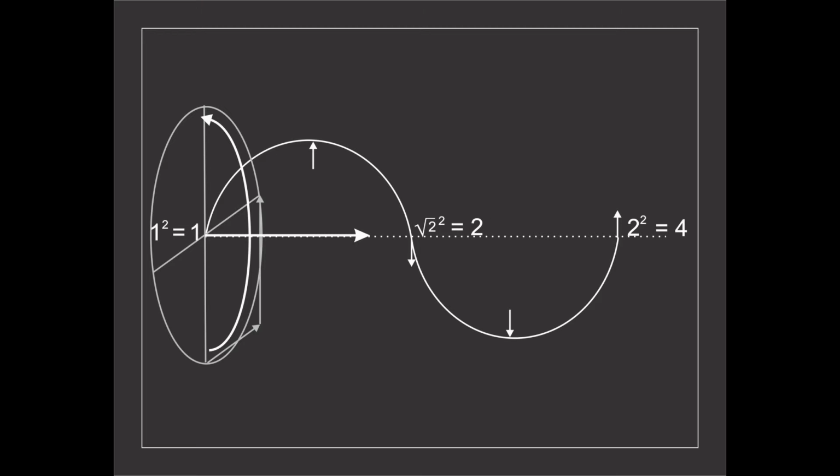The unified area wave is an amplitude-modulated wave defined by a squared perception, which moves by the union of 1 and the square root of 2. Starting at 1, which is 1 squared, the wave moves to the square root of 2 squared, then 2 squared, and so on.